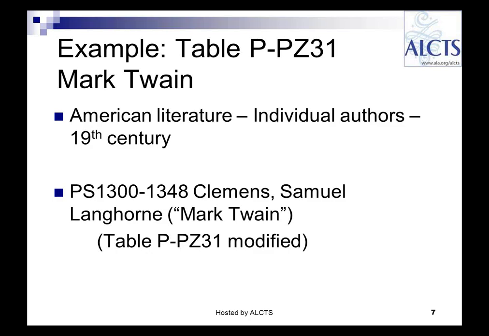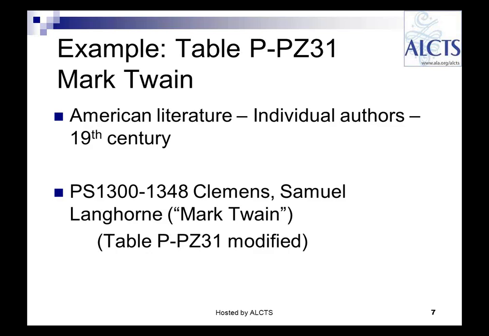The table P to PZ 40 is probably the most familiar to catalogers of literary works, and it is used for individual literary authors of the 20th and 21st centuries. When working with earlier authors, be aware that there are other tables that may be required. The example we're looking at is the American author Mark Twain, and we would apply table P through PZ 31 for creating classification numbers relating to Twain.